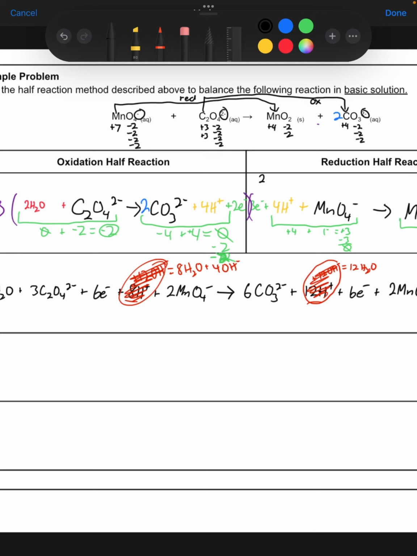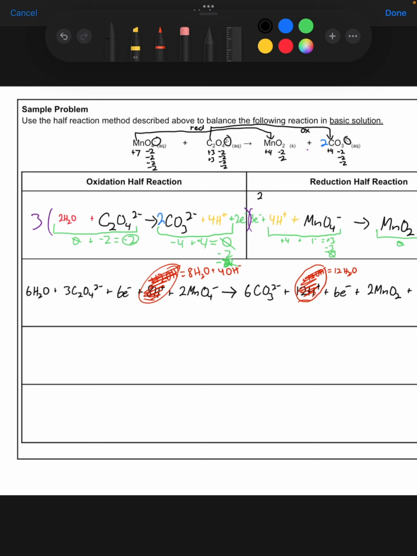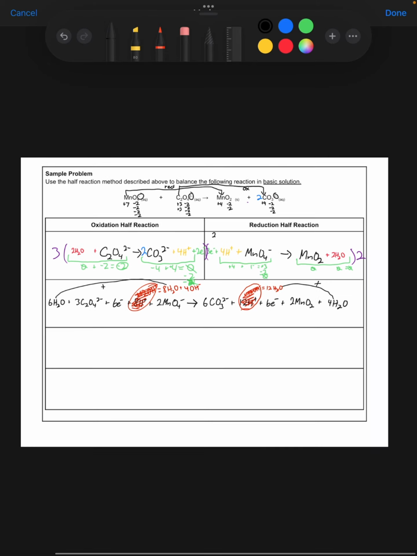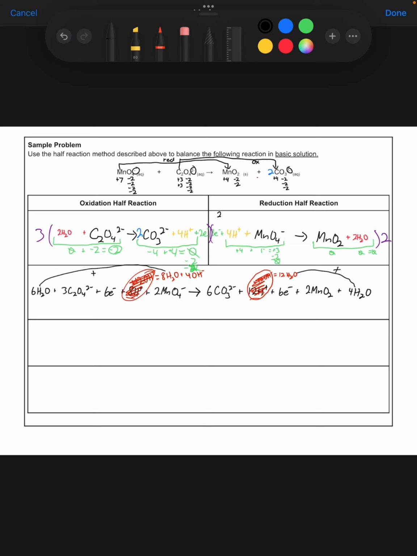All right, now that I've done my extra balancing and basic solution step, I can go back and rewrite everything again, and then I can finally start canceling out some terms. But you have to realize that you have water in more than one spot on both sides. So don't forget that those waters will add together as well. All right, so I'm just going to go through and rewrite everything.